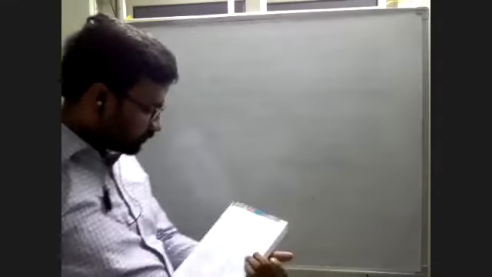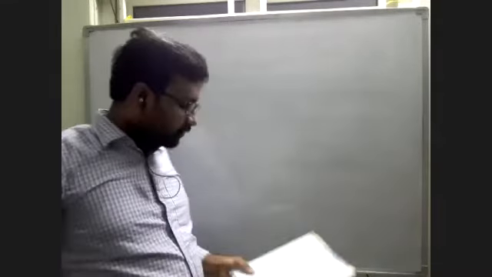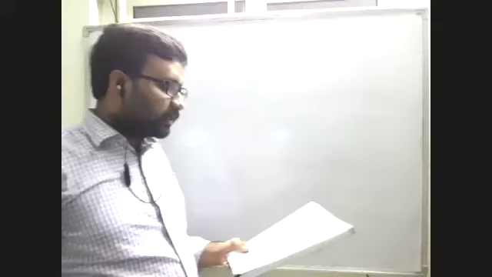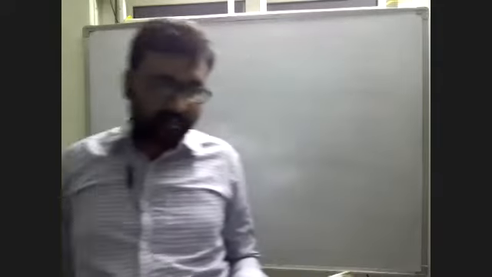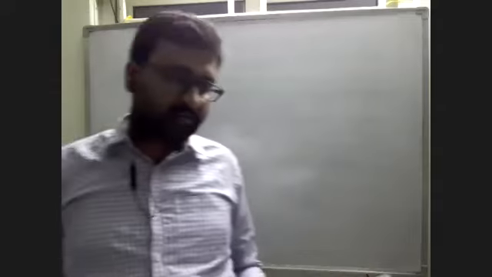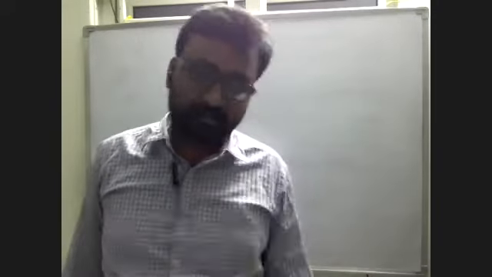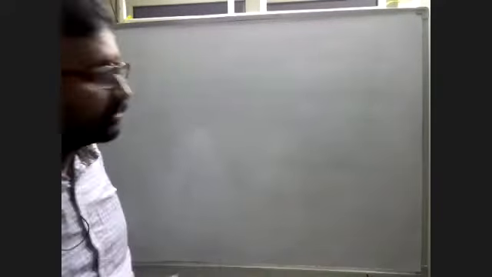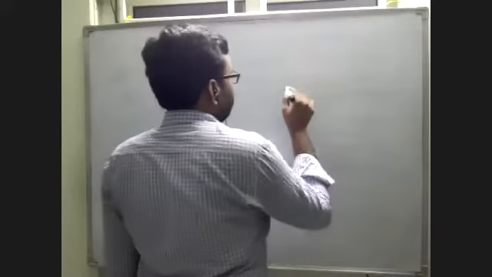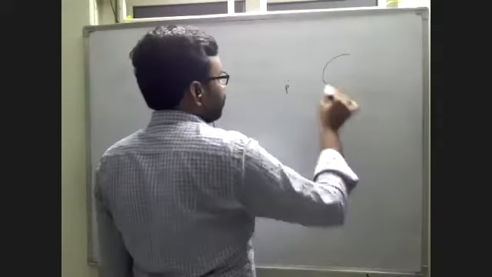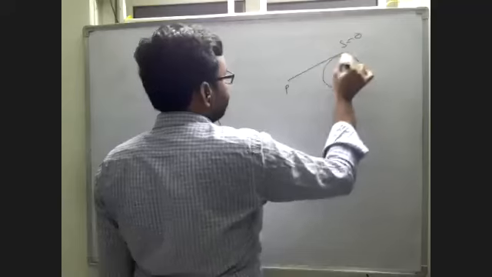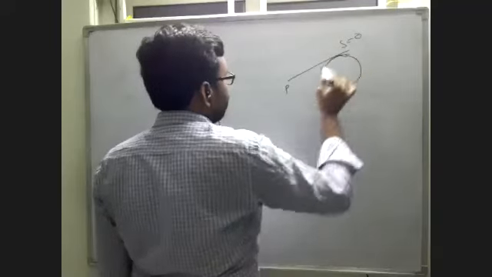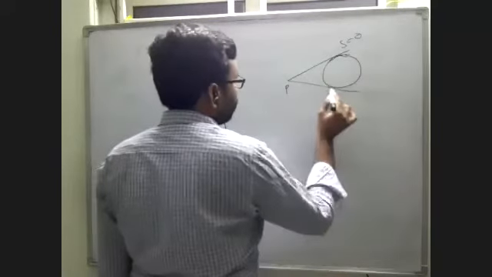Chord of contact of a circle. The line joining the points of contact of tangents to the circle S equal to 0 drawn from an external point P is the chord of contact of P with respect to the circle S equal to 0. P is an external point, S equal to 0 is a circle, and we can draw maximum 2 tangents for this circle. That is one tangent, this is one more tangent.